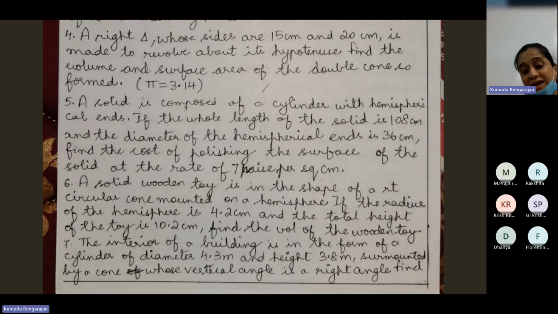Okay, now height of the cone. Height of the cone 2.15 because radius is equal to the height. So height of the cone 2.15. Height of the cylinder.